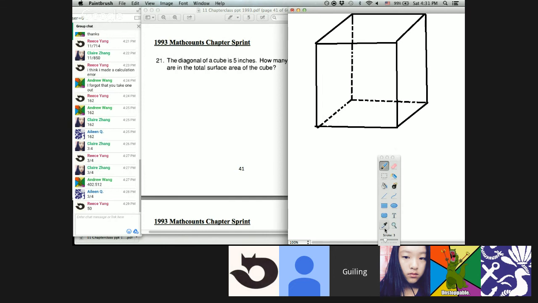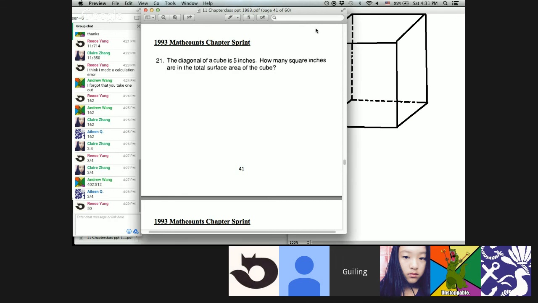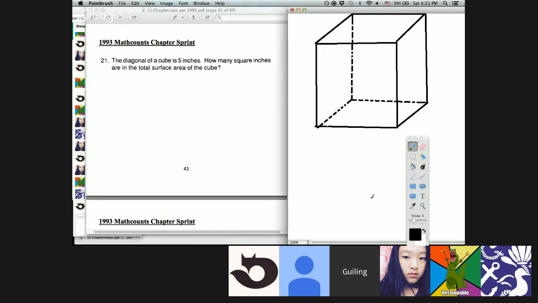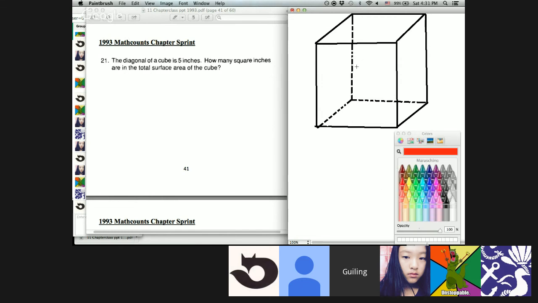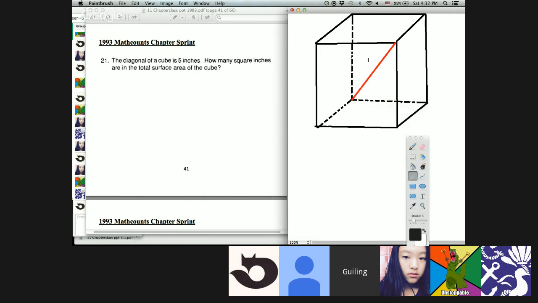Okay, so the point of this problem is that when it says the diagonal of a cube is 5 inches, it doesn't mean this diagonal right here. That's not 5 inches. What it is actually looking for when it says the diagonal of the cube is from this point to this point over here. So opposite corners. This would be 5 right here, from this corner to this corner. So it goes through the cube. It's not on the outside of the cube.